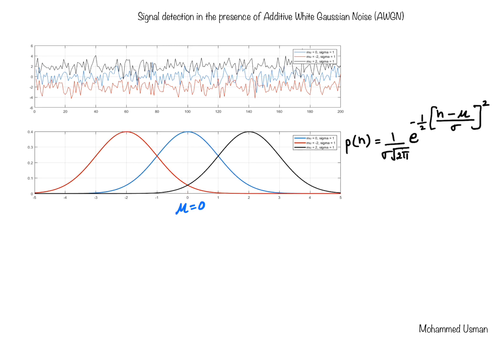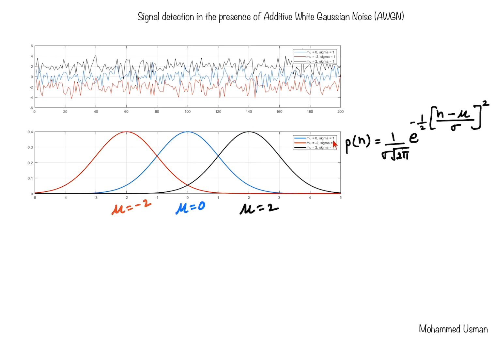And similarly for the red waveform, the central value is -2. So the mean value of the red PDF is -2, corresponding to the red waveform. So the mean is mu equals -2 for the red PDF, and for the black PDF the mean equals +2. As you see here, this black PDF is centered on +2.